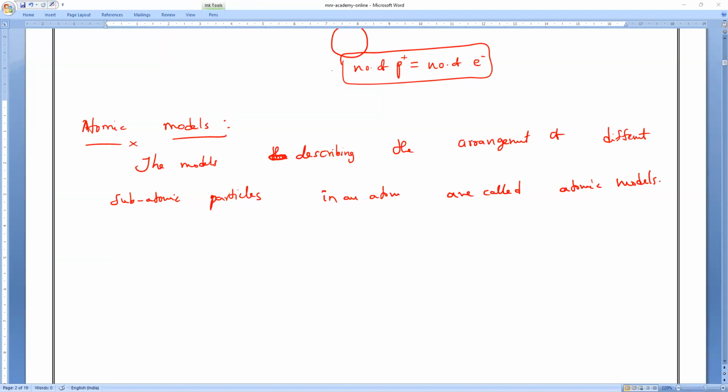Who suggested the first model? J.J. Thomson. The first atomic model is given by whom, guys? J.J. Thomson. Okay, so keep heading. First, that is only our target. So the model's name is the Thomson atomic model.